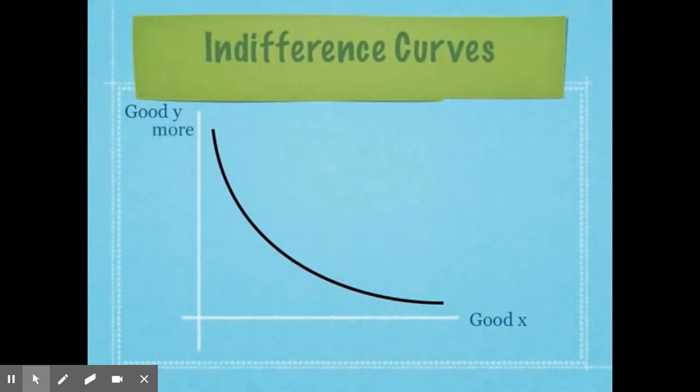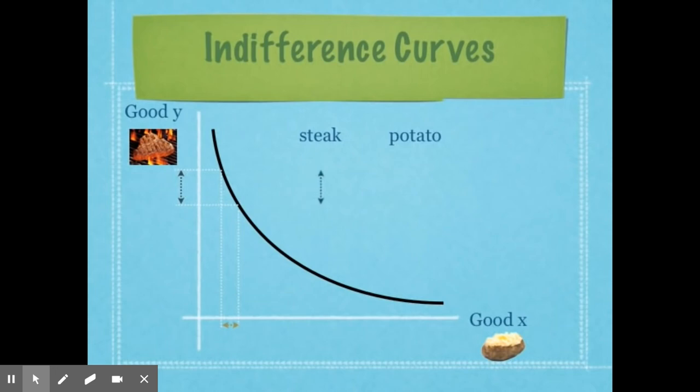Just to be clear, this represents more, this represents less, less and more. On the y-axis we have steak, and on the x-axis we have potato. If I have a lot of steak, then I'm willing to give up steak to get some potato. In fact, in this scenario, I'm willing to give up a lot of steak to get a little bit of potato. So in this case, obviously I'm giving up more steak and getting a little bit of potato.